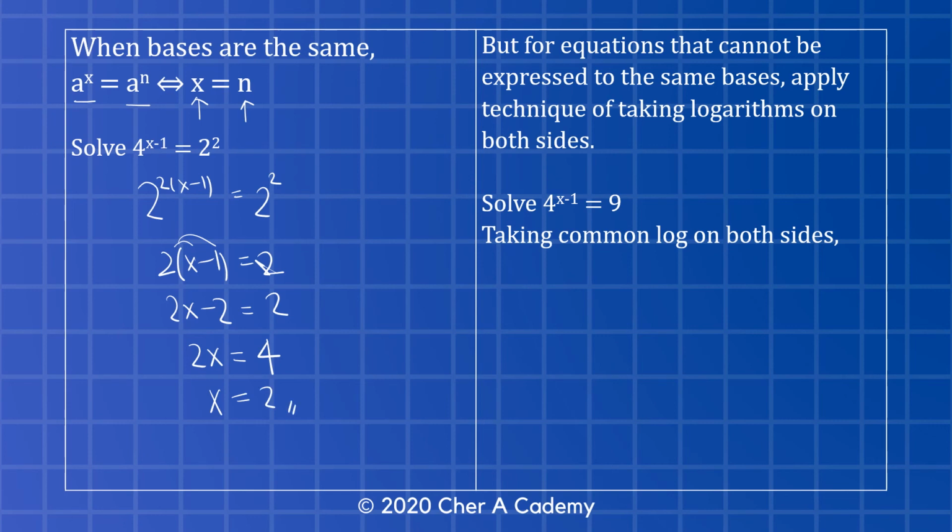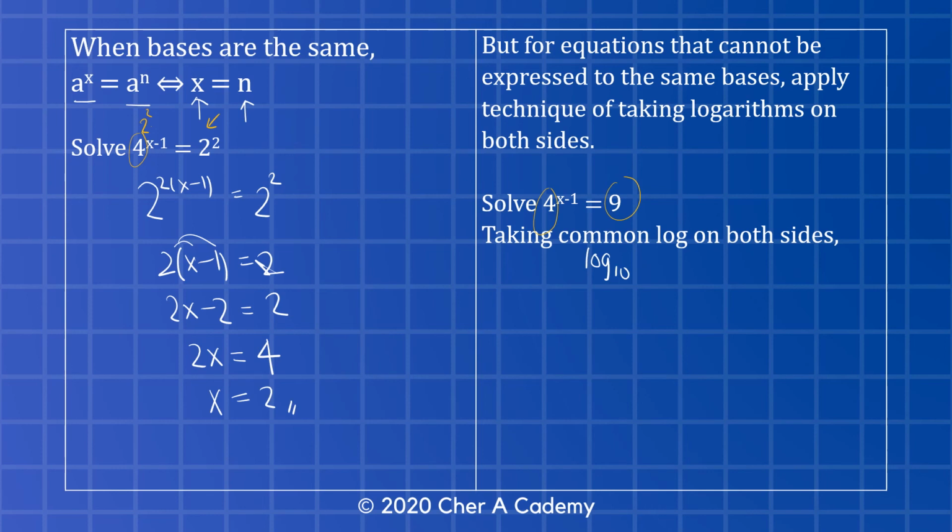But for equations that cannot be expressed with the same bases, apply the technique of taking logs on both sides. Just now I could express my 4 as 2 squared, to make the base the same as the one on the right hand side. But now let's look at another question. Solve 4 to the power of x minus 1 equals 9. I cannot change 4 and 9 to the same base. There's just no way. So we have to take common log on both sides. Common log, a recap, is log base 10. Why do we choose common log? Because we can type it in the calculator to get a value.